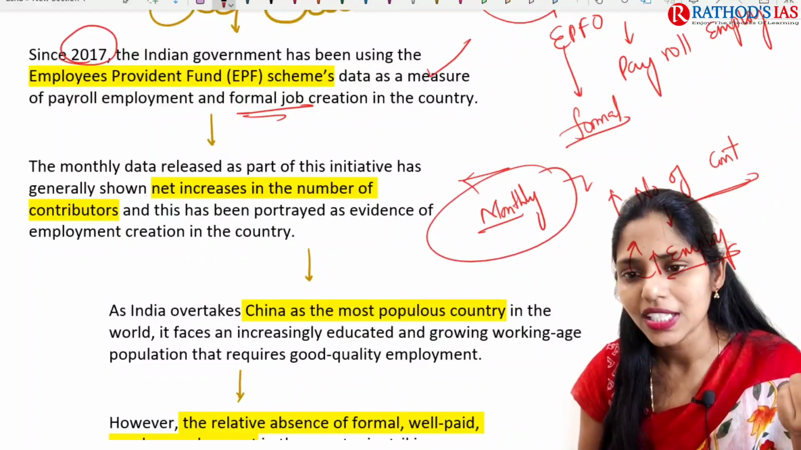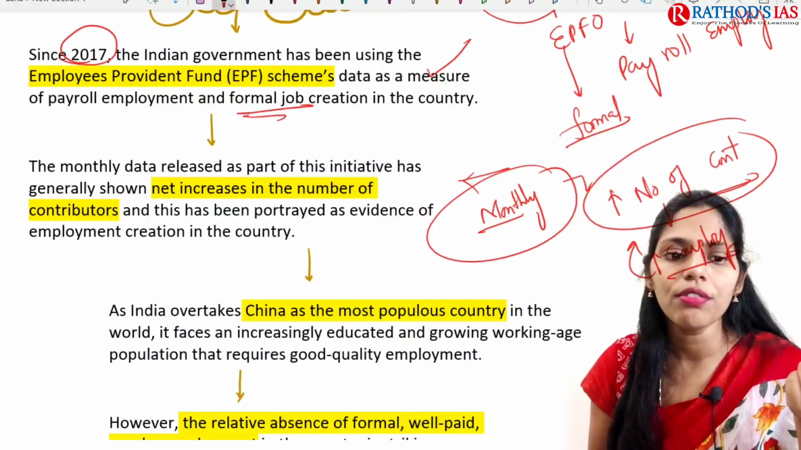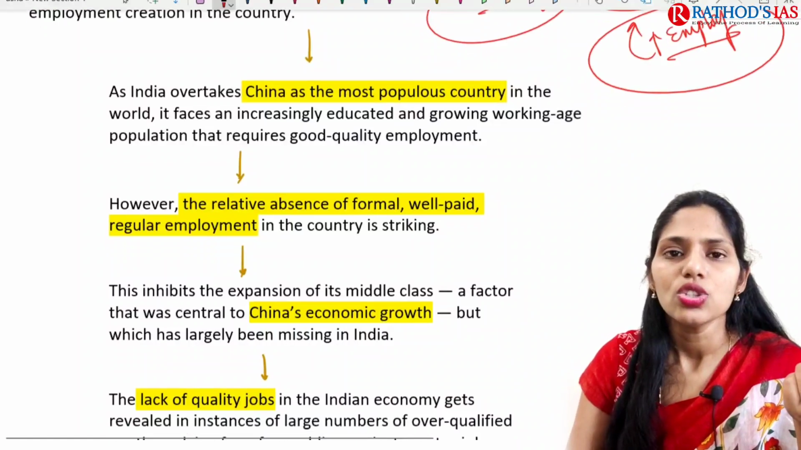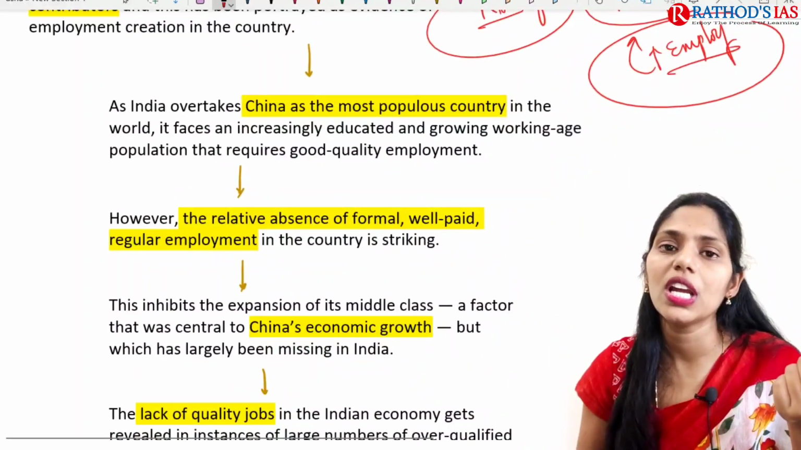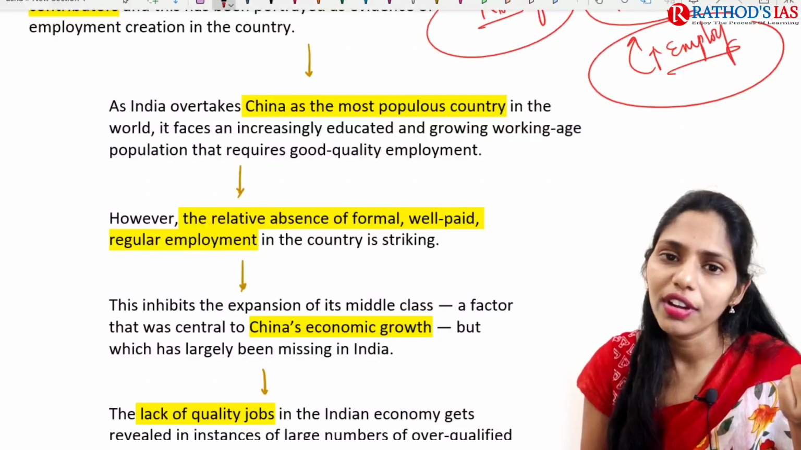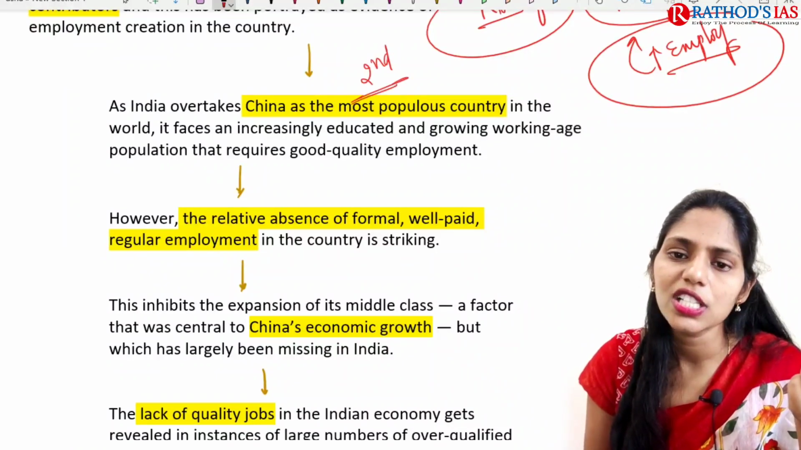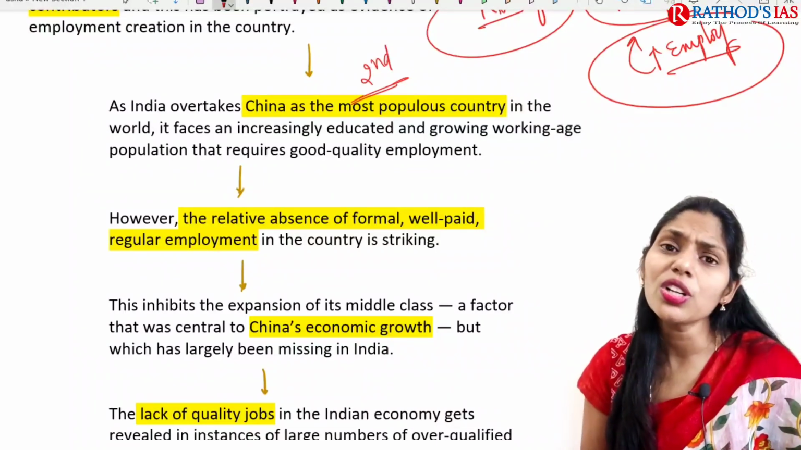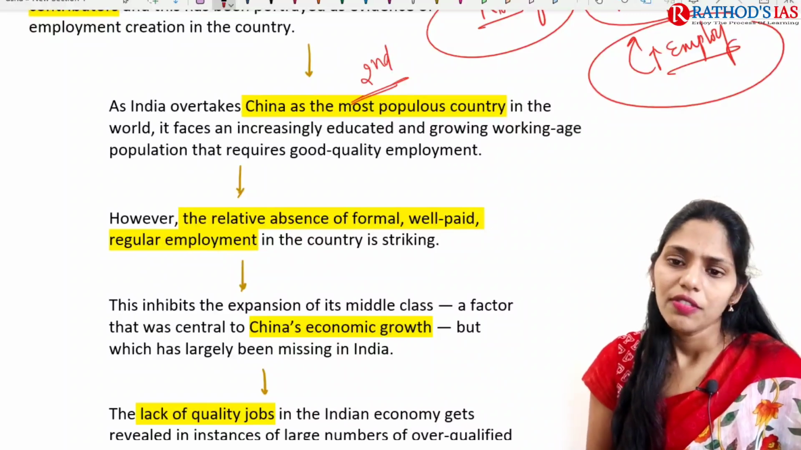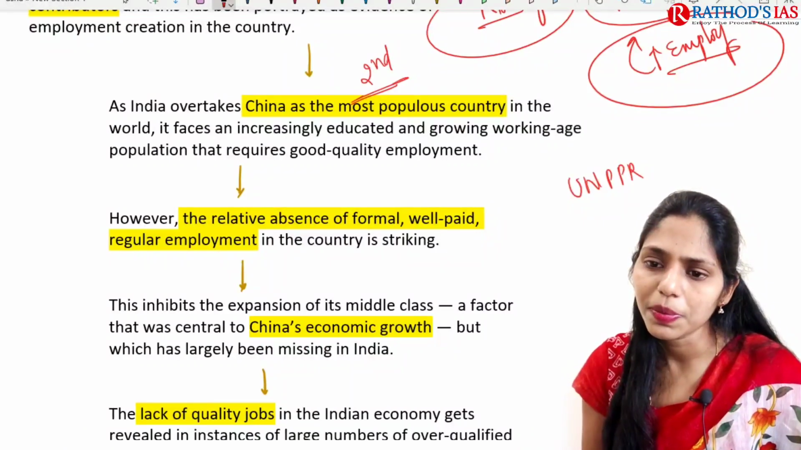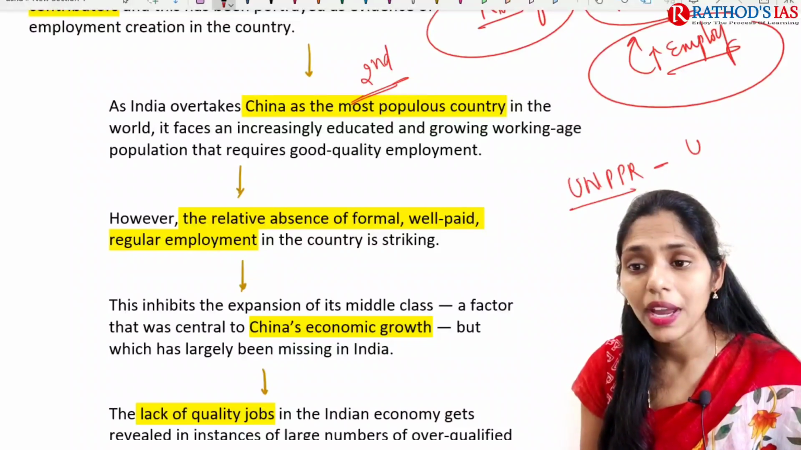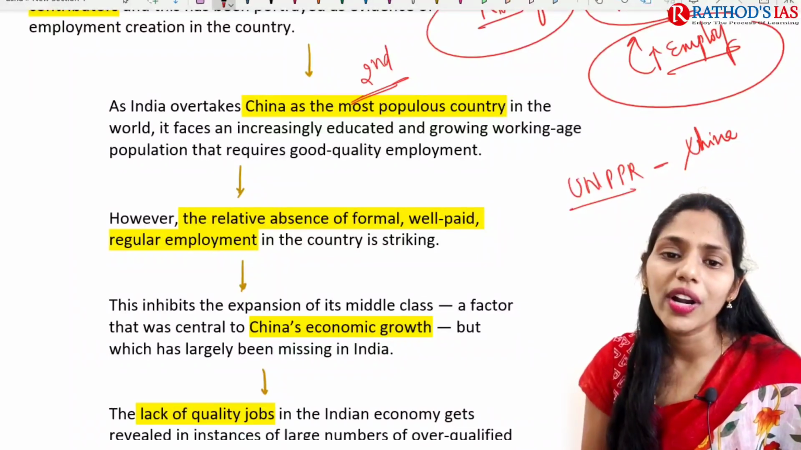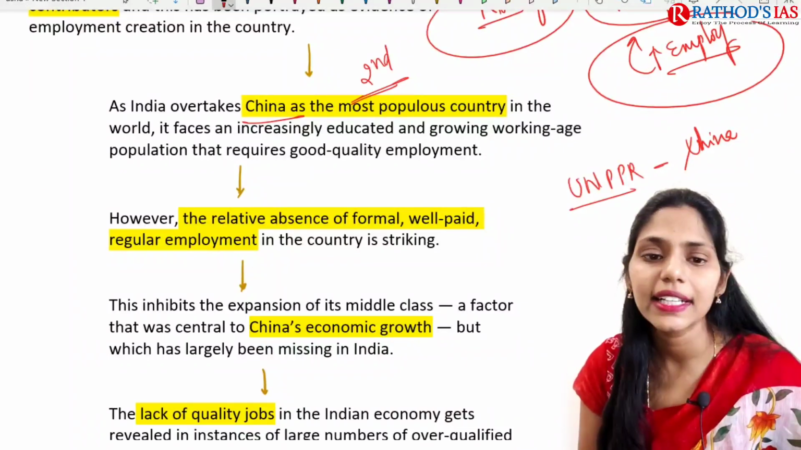So here this monthly data says that there is an increasing number of contributors. That means there is increasing employment creation in the country. If you are talking about the present situation, India's population is very huge, and as of now it is the second largest populous country. By 2030, some reports say, for example the United Nations Population Prospects Report, that India is going to bypass China in population very soon. Right, so India overtakes China as the most populous country in the world.